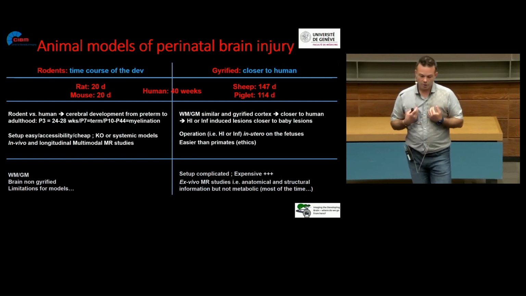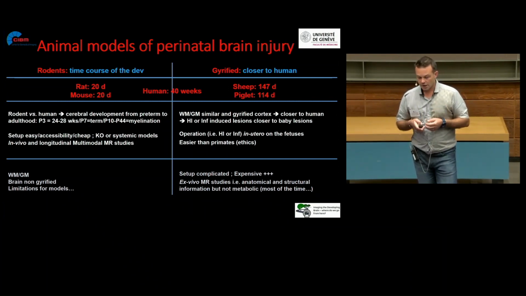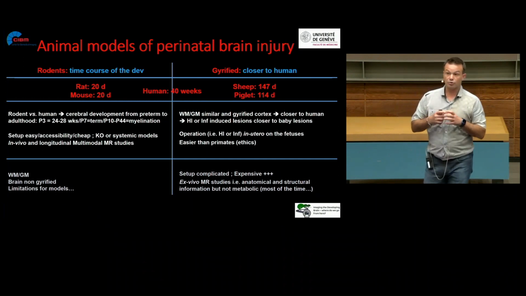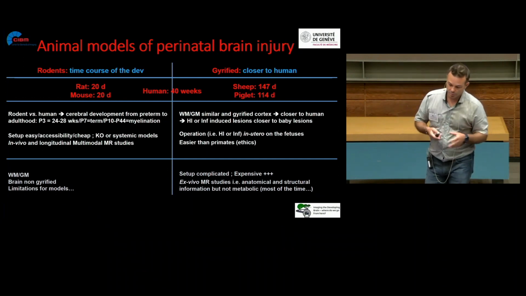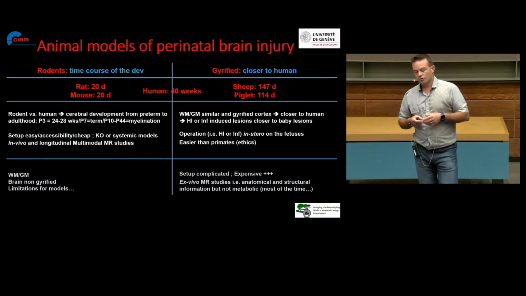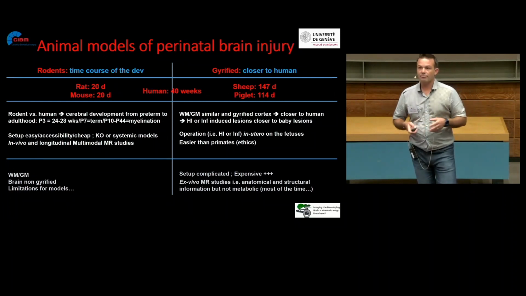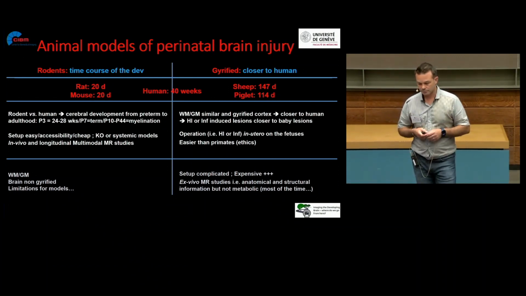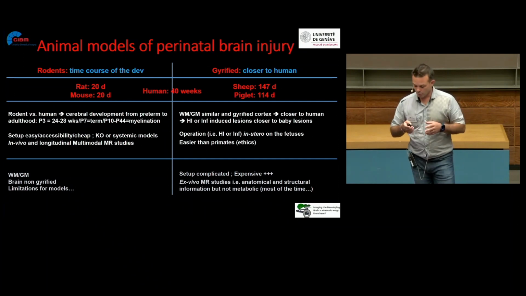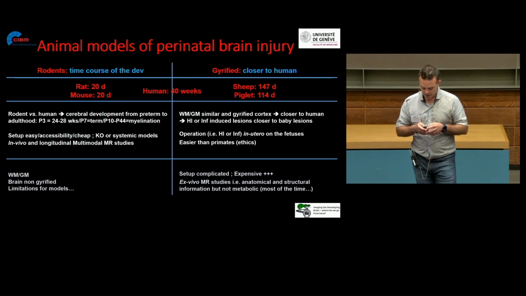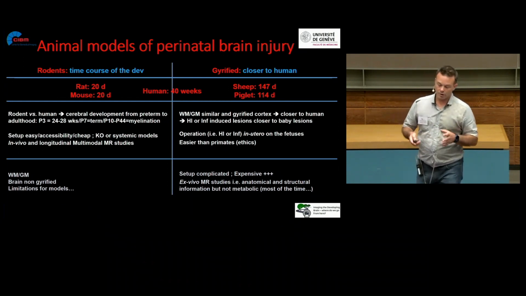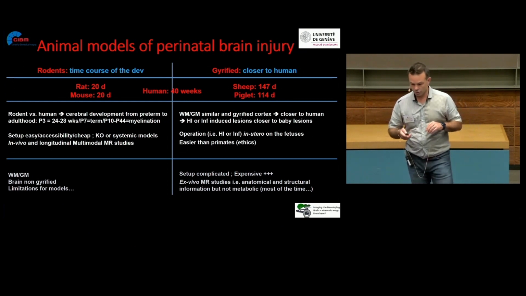And for us on our scanners, we can perform only ex vivo MR studies because we have small bore, so we cannot put a sheep or a piglet into the scanner. So we will have anatomical, structural information, but nothing about the metabolism, for instance. I say most of the time because we're also working in a European project with a team in Maastricht, where they are doing in vivo MRI on sheep brain. I will show you some images.